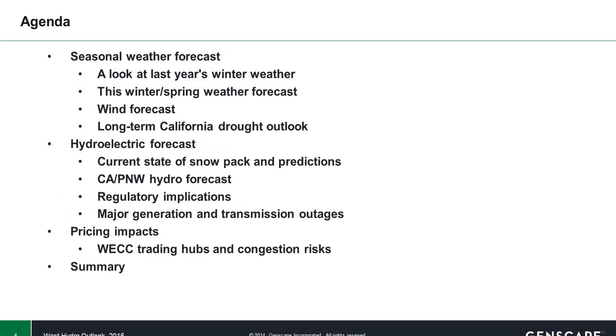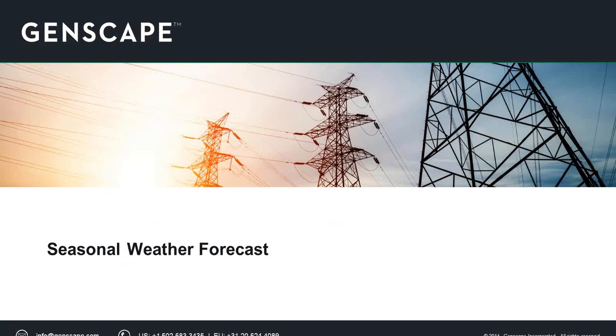So this is the agenda for today's webinar. First, our meteorologist, Leo, will talk about weather past and future. Then we'll see how that weather manifests itself into our hydroelectric forecasts for WEC. And then finally, how these inputs translate into power prices that come out of our Western production cost model. And at the very end, we'll do a brief summary for you. So at this point, I'm going to turn it over to Leo.